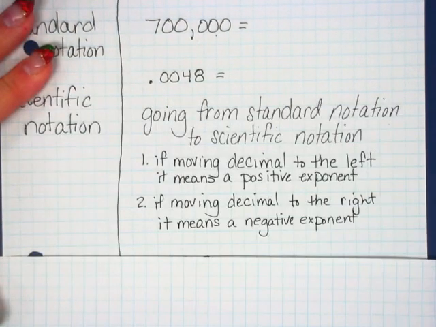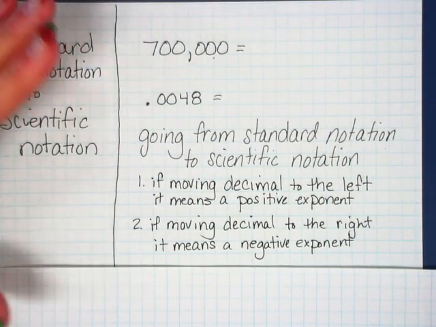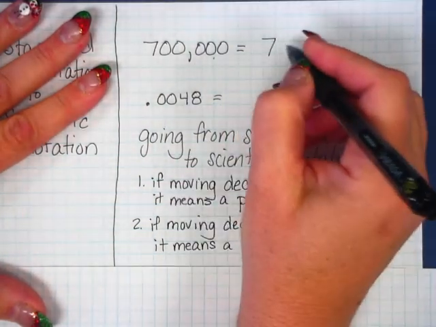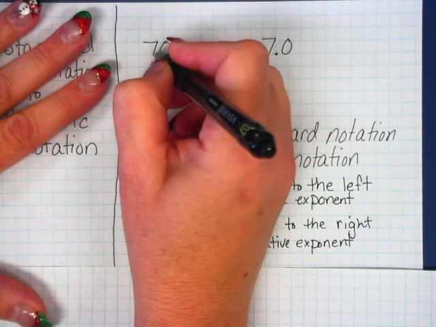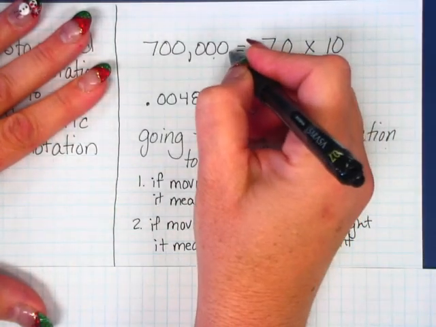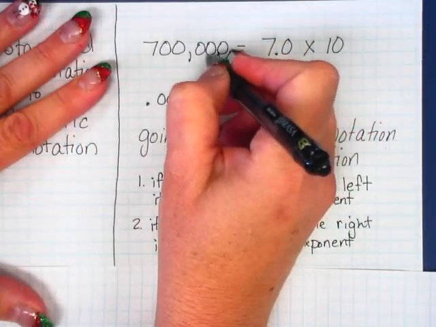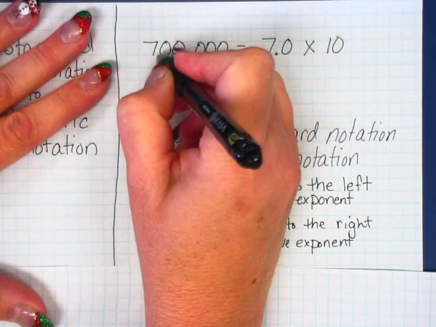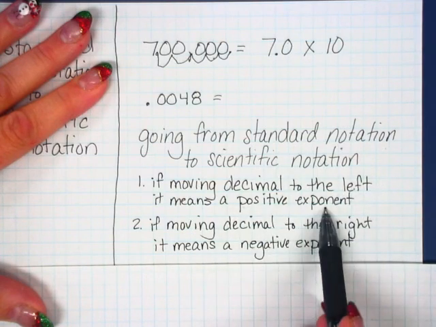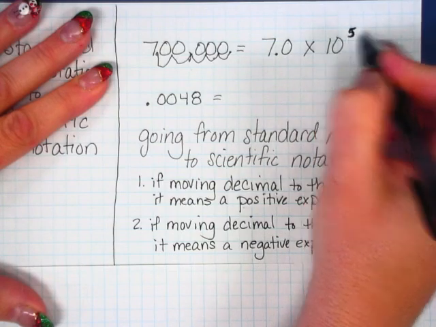So if I'm going to write 700,000 in scientific notation, I know I need 7, and you can either write it 7 or 7.0. We need to put the decimal here times 10 to some power. The decimal was here. We're moving it to the left. 1, 2, 3, 4, 5. And because we moved it to the left, we get a positive exponent, which is the 5.